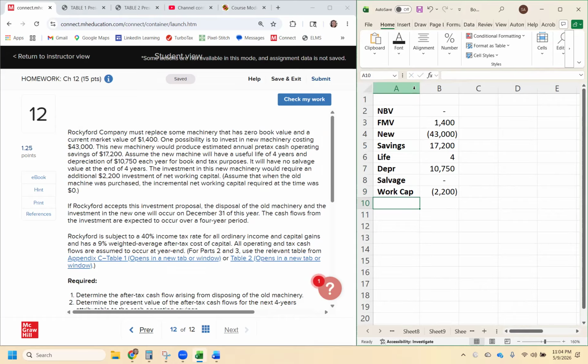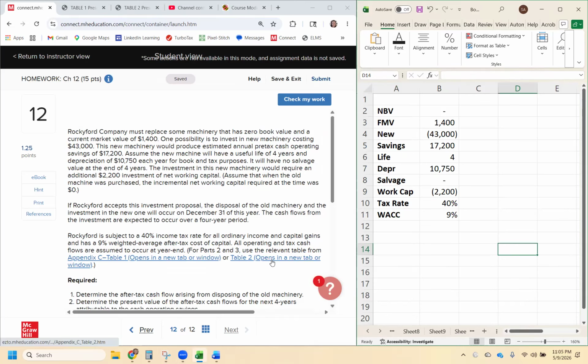If Rockyford accepts this investment proposal, the disposal of the old machinery and the investment of the new one will occur on December 31st. The cash flows from the investment are expected to occur over a 4-year period. Rockyford is subject to a 40% income tax rate for all ordinary income and capital gains, and has a 9% weighted average cost of capital, after tax cost of capital. All operating and tax cash flows are assumed to occur at year end.